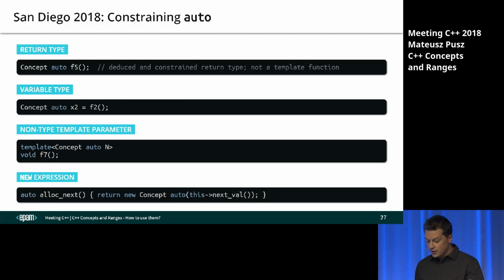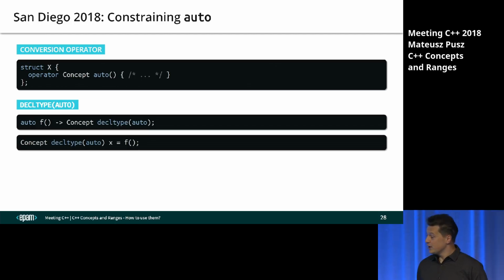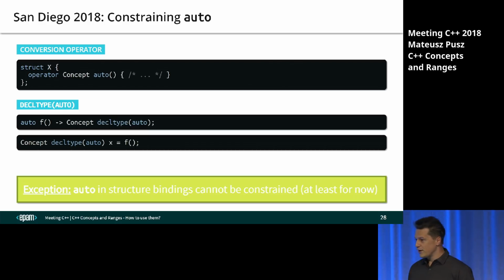We can constrain new expression. Also, we can constrain our conversion operator in a class. Additionally, we can constrain declared type autos. The only usage of auto that cannot be constrained right now is the usage of structured bindings, for which we don't know right now how to do it properly, so it's not supported.